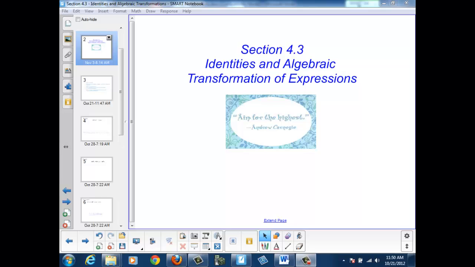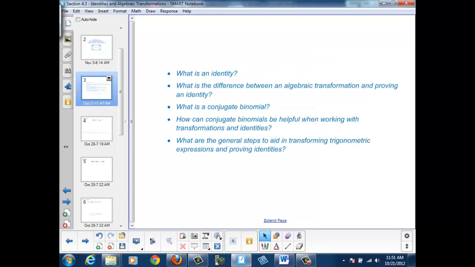Welcome to section 4.3, Identities and Algebraic Transformation of Expressions. At the end of this section, you should be able to answer these questions. What is an identity? What is the difference between an algebraic transformation and proving an identity? What is a conjugate binomial? How can conjugate binomials be helpful when working with transformations and identities? What are the general steps to aid in transforming trigonometric expressions and proving identities?